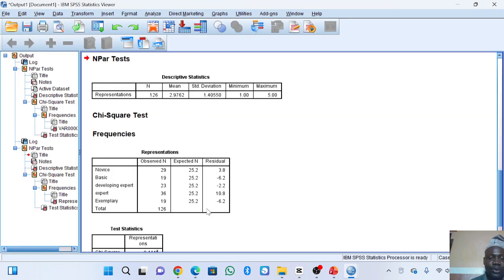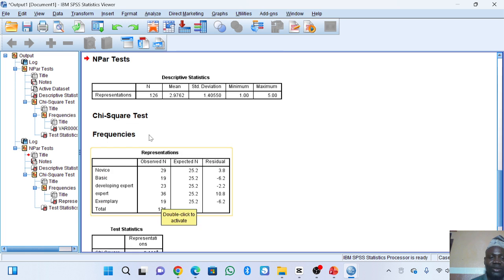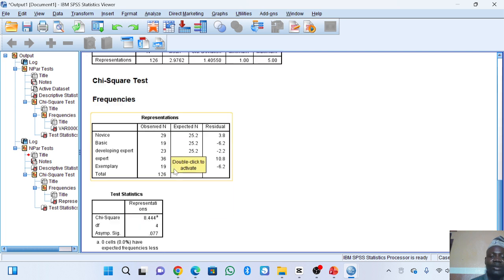As you click on OK, the information concerning the data set will come up. You can see that the total number of entries is 126. There are 126 people there. And look at this table, frequency. For Novice, the expected is 25.2 if we divide it.